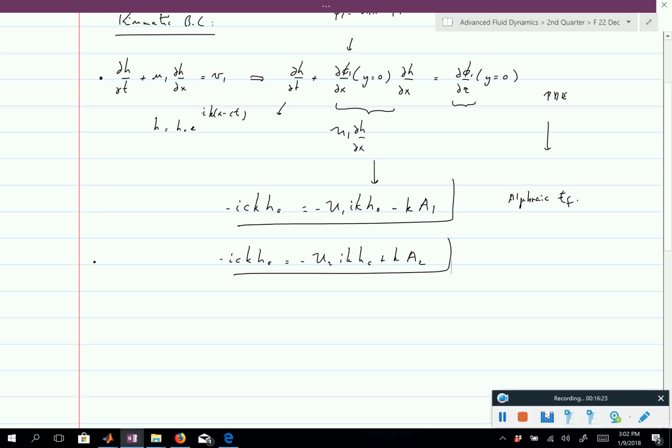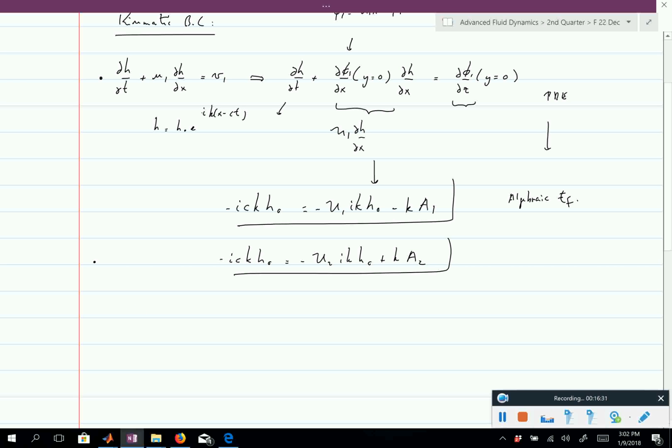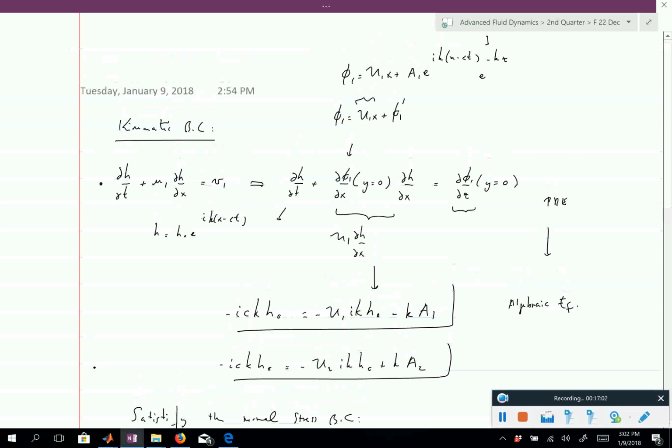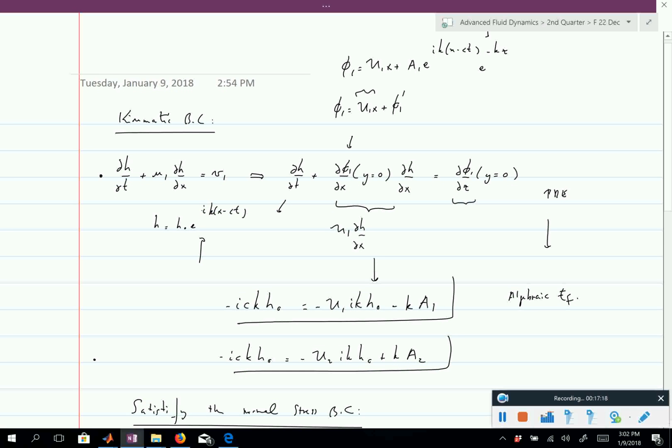So you impose your two kinematic boundary conditions, and then the last one you have to do is to satisfy the normal stress boundary condition. And this is the one which is a little bit harder and longer and more painful to derive. You're linking the jump in pressure to the surface tension times the curvature. The curvature is going to be a second derivative of h with respect to x. And if you look at the functional form here, h is going to look like this. So the term in front with the surface tension will have a second derivative, so you expect a minus k squared with the surface tension term. And then you have the jump in pressure.